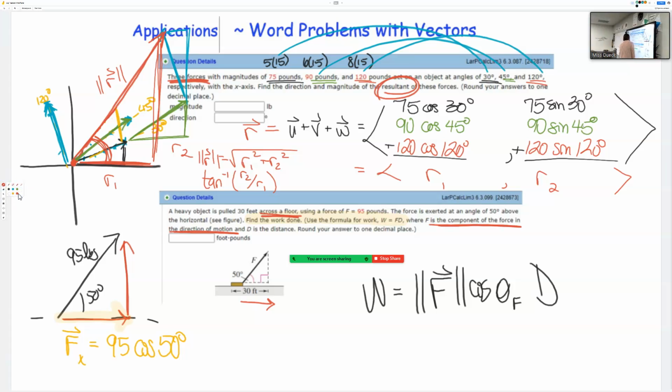For me, it would be 95 cosine of, what's my angle? 50 degrees. Times how far I go is 30 feet. And it also gives me hints as far as units. It says foot-pounds is what this work is being measured in. The feet come from here. The pounds of force are coming from there. So everything's going to work out perfectly with units as well. But that's how mine would be done.